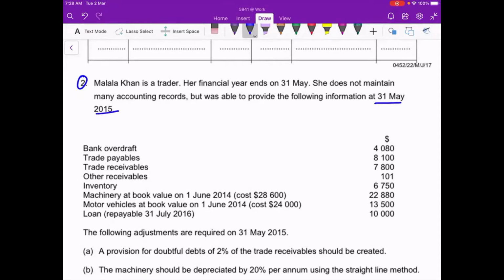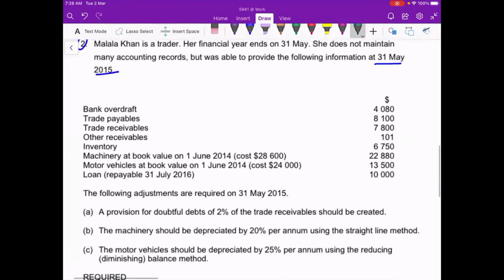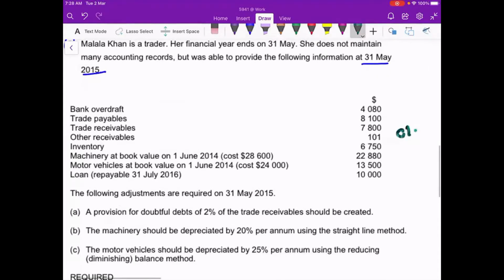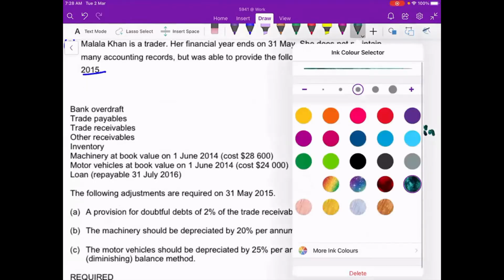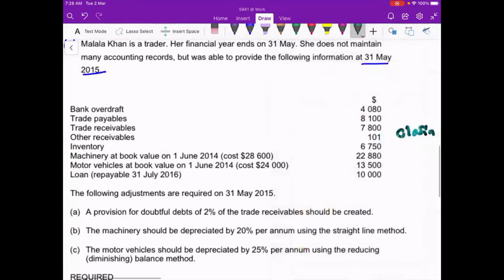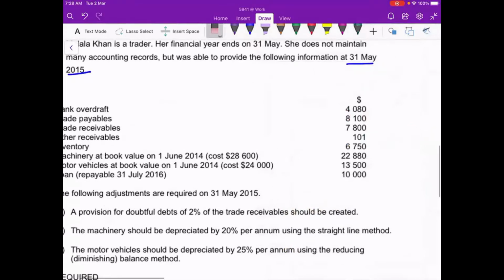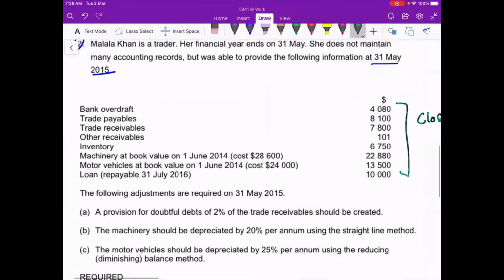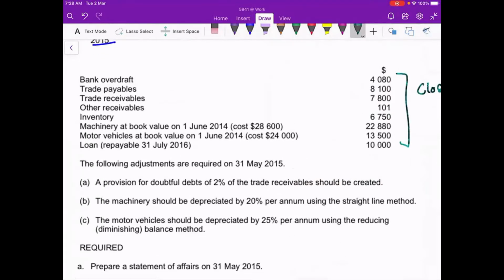So all these balances are for 31st May 2015. So I know all these are my closing balances. Okay, after that, I continue. The following adjustments are required for 31st May 2015. So we do the adjustments.